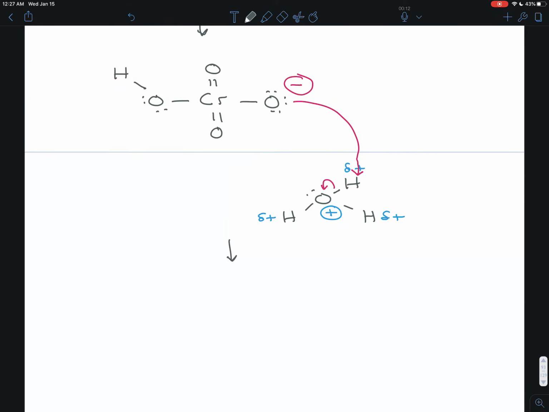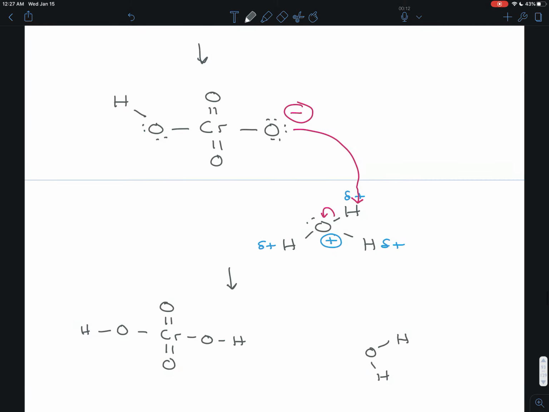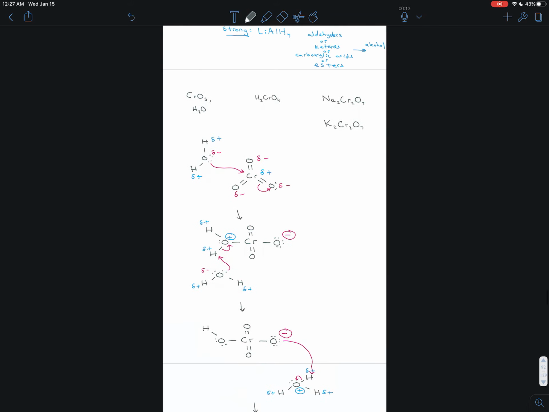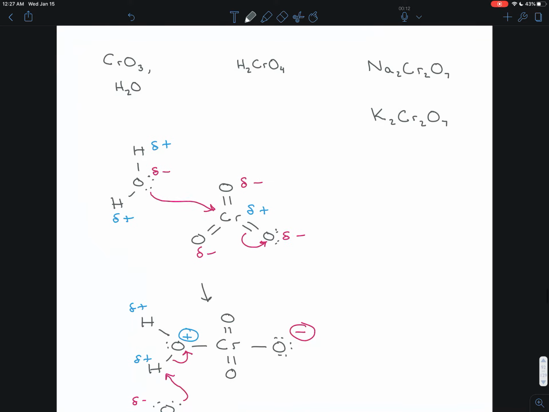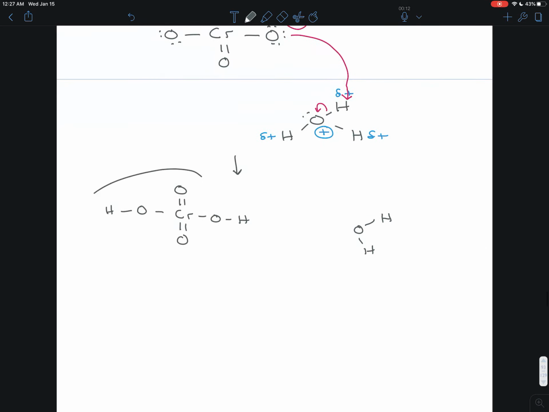Notice what we have at the end of this. We have our H2CrO4 chromic acid molecule. And then we have water. Right? Water's floating around. Okay, so notice how this chromium trioxide and water mixture produces H2CrO4, chromic acid. And this is an acid.